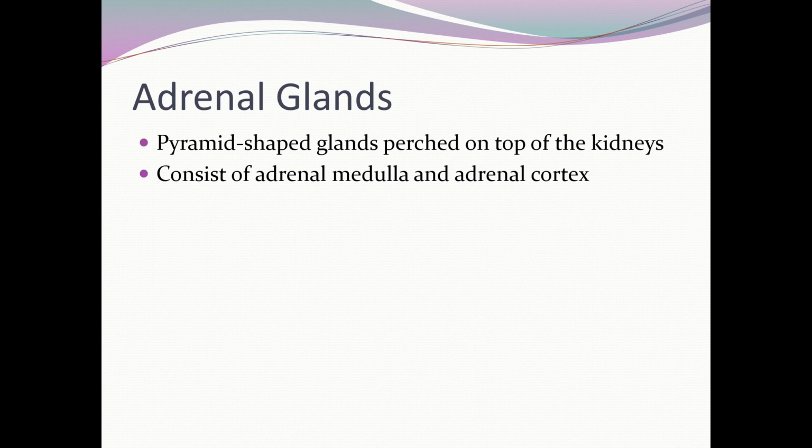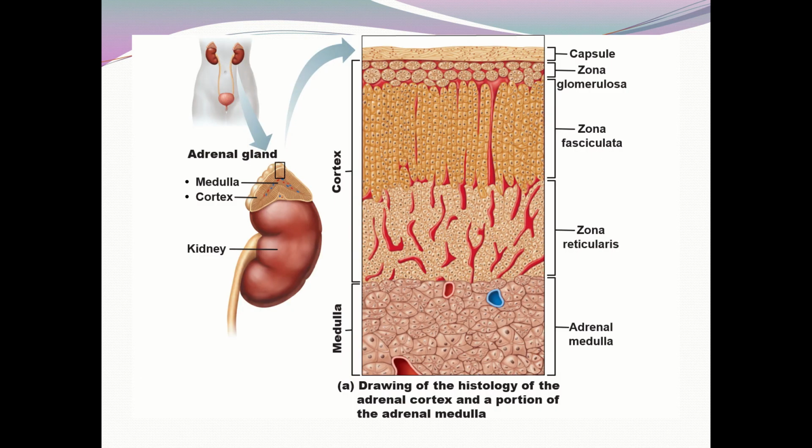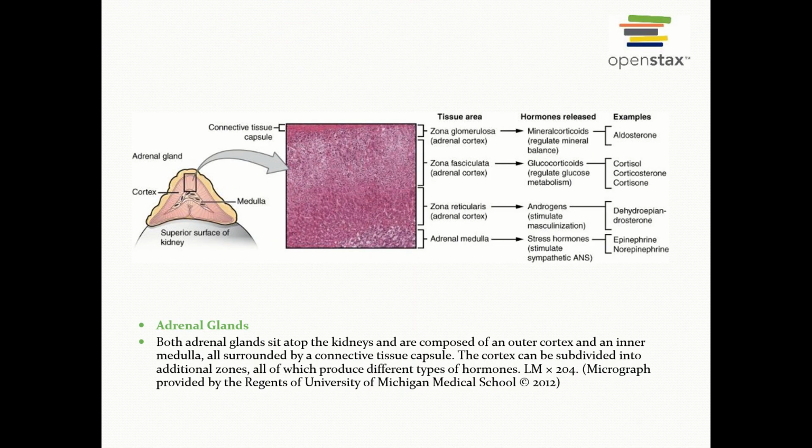The adrenal glands are pyramid-shaped glands perched on top of the kidneys. They consist of the adrenal medulla and the adrenal cortex. This illustration shows that the cortex lines the outside of the gland and the medulla is on the interior. The entire gland is surrounded by a capsule of connective tissue. Both adrenal glands sit atop the kidneys and are composed of an outer cortex and an inner medulla, all surrounded by a connective tissue capsule.